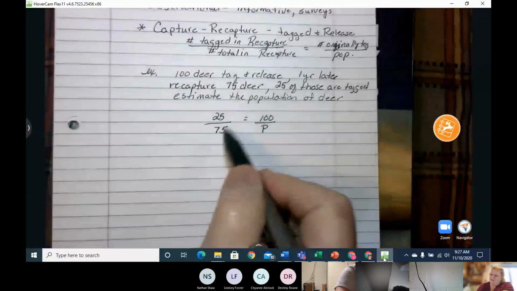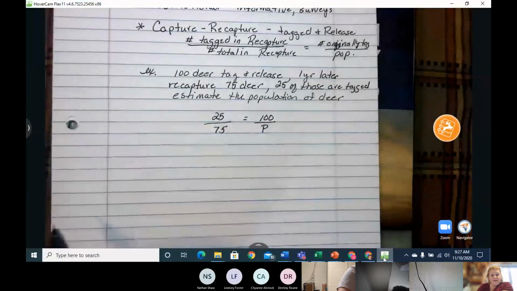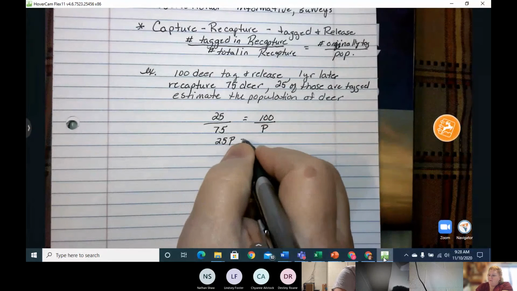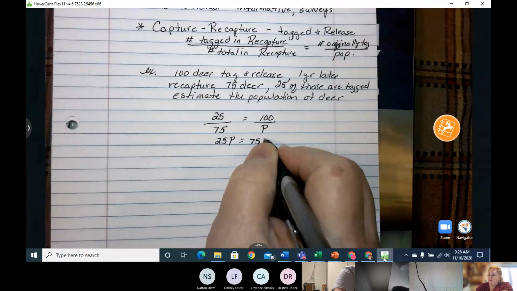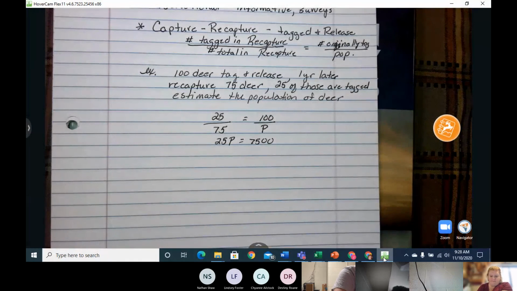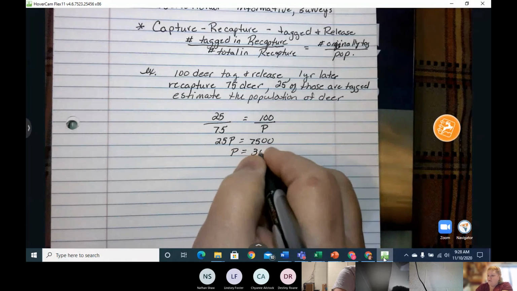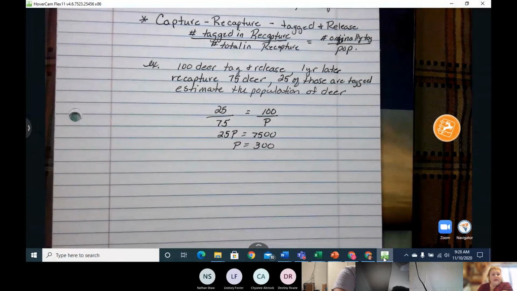So this is a proportion. We're going to cross multiply. So 25 times the population equals 7,500. Divide by 25, the population is now 300.